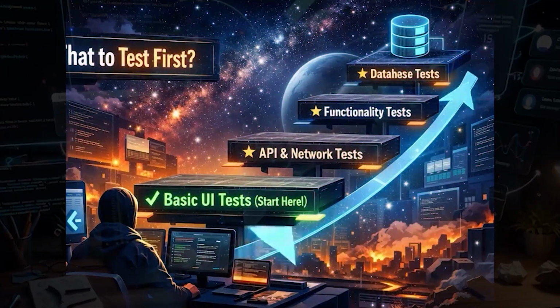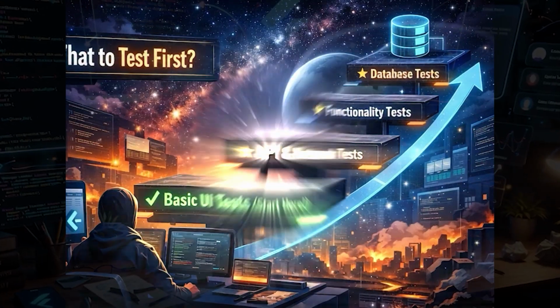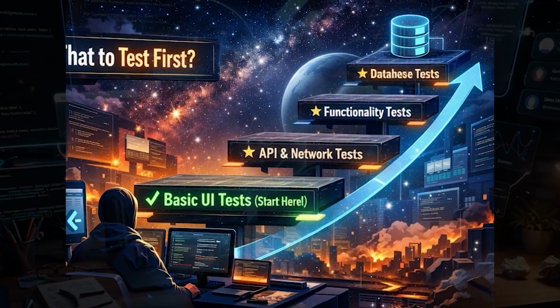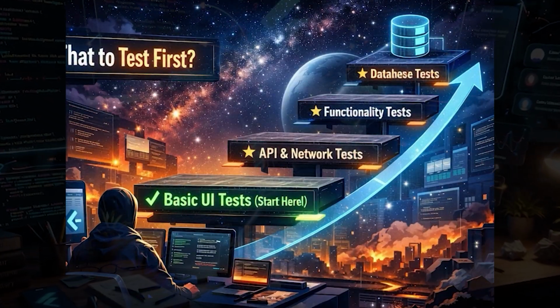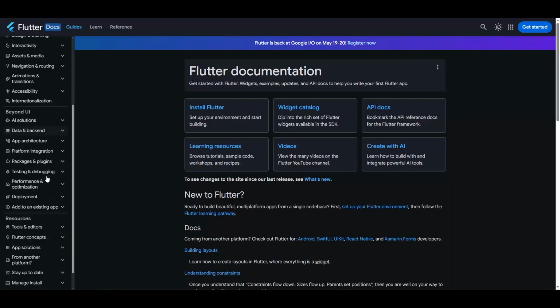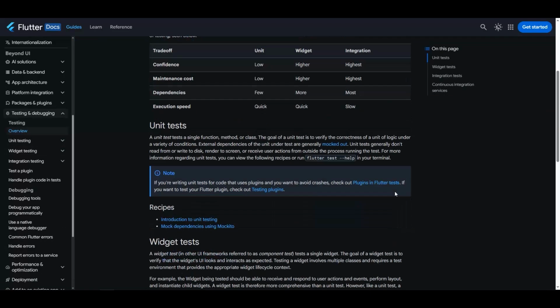Don't try to master all of them at once. Start simple. Write small tests, understand how they work, then gradually apply testing to your existing projects. Maybe start by writing a simple function, then a widget, and slowly build up from there. The official Flutter documentation is a great place to learn this. It provides simple examples that are easy to follow.